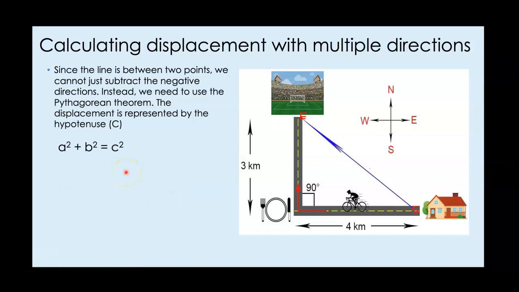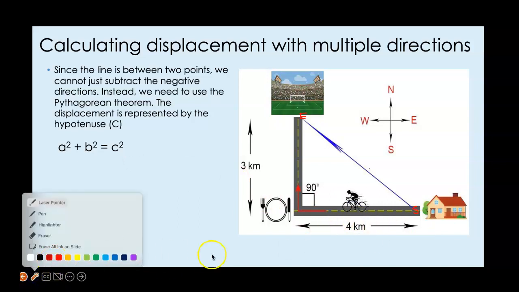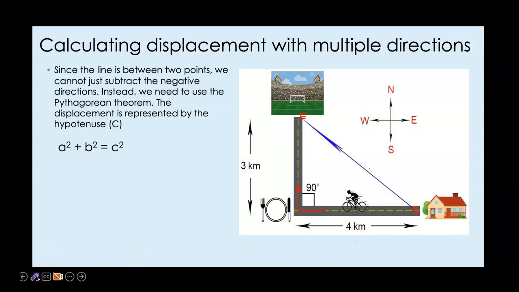We're going to use the Pythagorean theorem, a squared plus b squared equals c squared, where a is going to be one of the legs of our triangle. So we can make one of the legs a and the other leg b. Okay, so we can then do 4 squared plus 3 squared equals c squared.